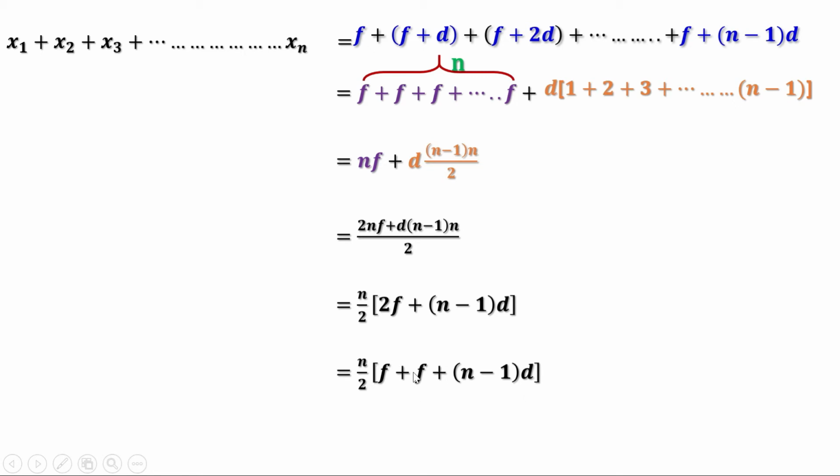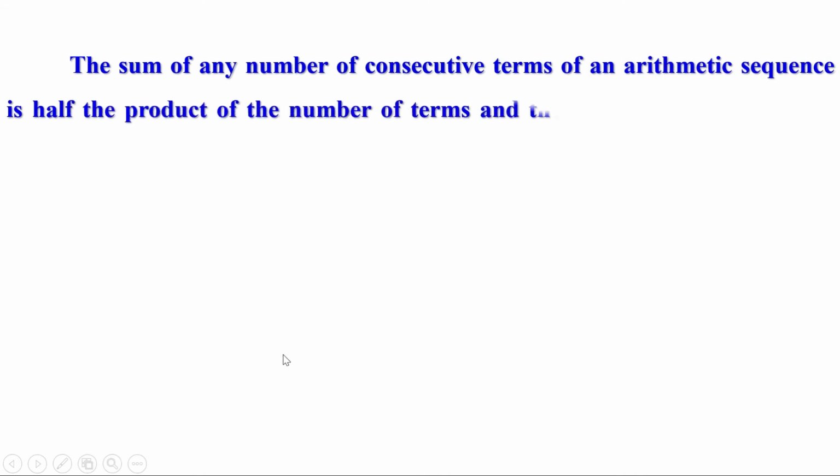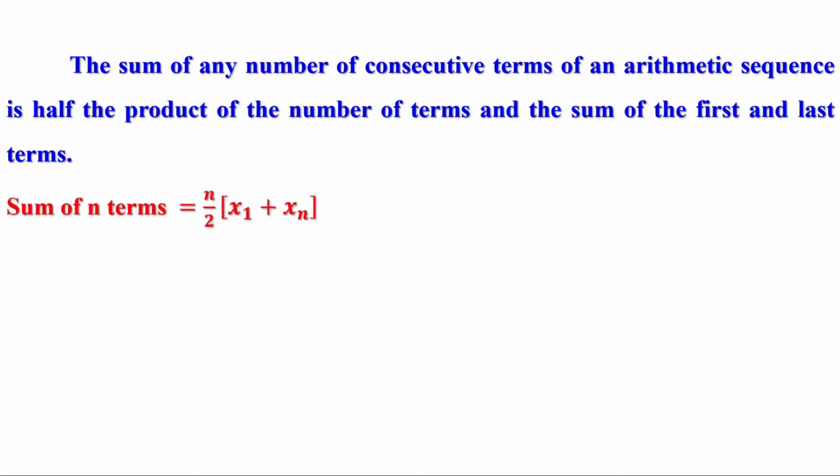Now f is the first term and f plus n minus 1 into d is the nth term. So this can be written as n by 2 into x1 plus xn. That is, sum of n terms of any arithmetic sequence is n by 2 into first term plus last term. Or we can say the sum of any number of consecutive terms of an arithmetic sequence is half the product of the number of terms and the sum of the first and last number. Or sum of n terms of an arithmetic sequence is n by 2 into x1 plus xn.